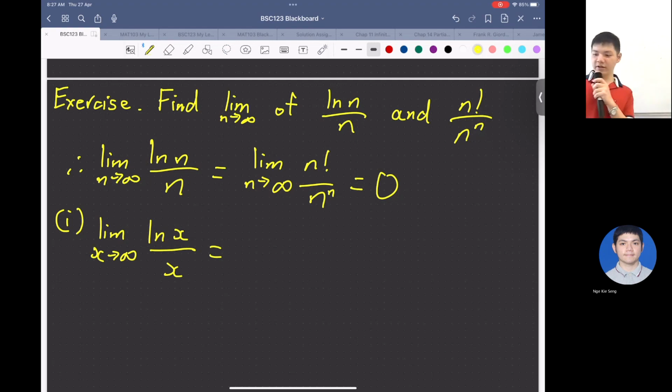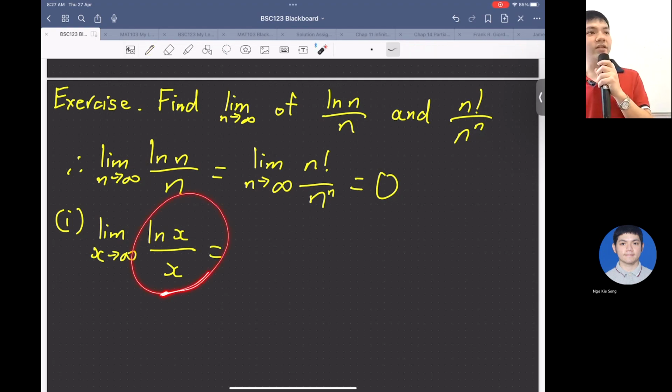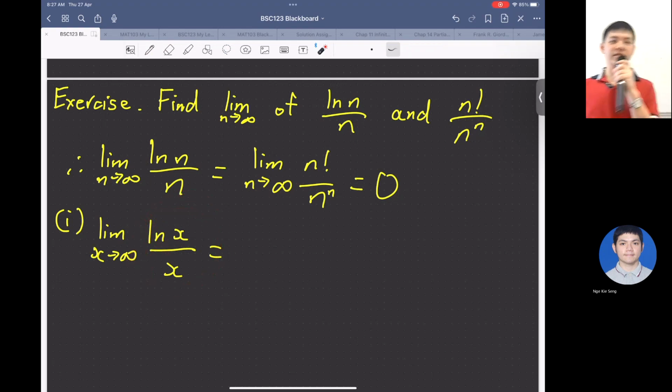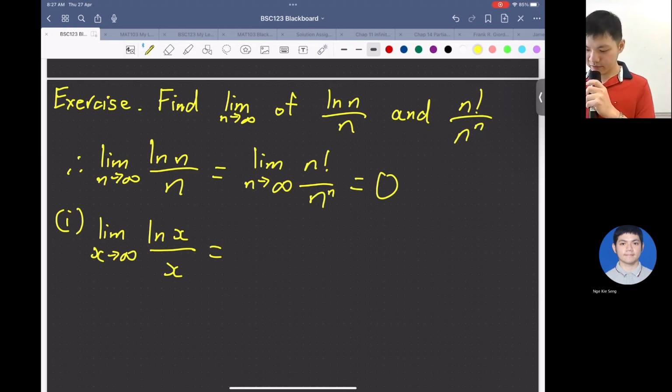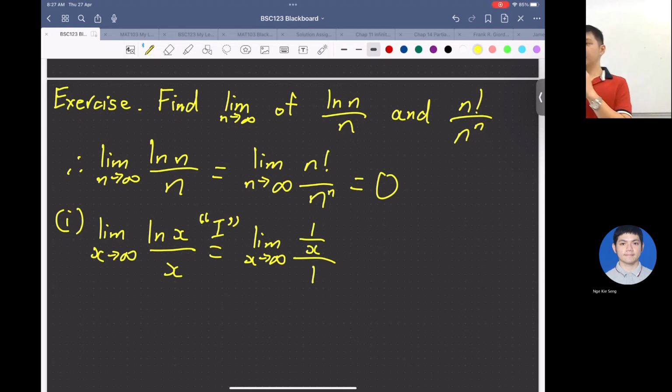L'Hopital's rule needs to be applied to a continuous function. So I replace n with x so that we know we are working with a continuous function. Next, you say use L'Hopital's rule because ln x goes to infinity and x goes to infinity when x goes to infinity. So we can use L'Hopital's rule. We get 1 over x over 1, which is the limit of 1 over x, which is 0.